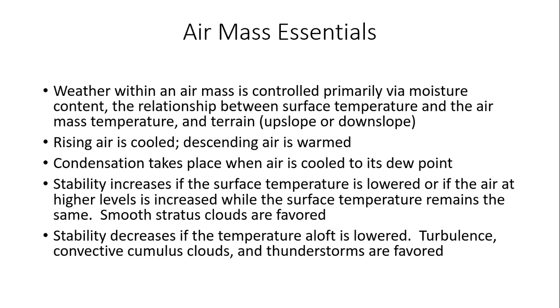Now, stability is going to decrease. We're going to go to instability, in other words, if the temperature aloft is cooled and you get these turbulent, convective cumulus clouds, these puffy clouds. Have you ever walked outside on a hot summer day and noticed how tall these clouds get? That is an indication of atmospheric instability. The taller the clouds get, the higher they build up, the more unstable the atmosphere is. And there's a good chance you could see a thunderstorm later on those days when those clouds go really tall. Okay?